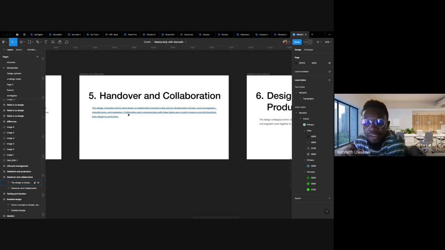You need to create a style for your colors. You need to create a style for your fonts. You need to create a style for your icons. The reason we are doing that is so you can be consistent across all your designs. Then when you are done with your designs, for the developers to be able to code what you have designed effectively, you need to document your design process.